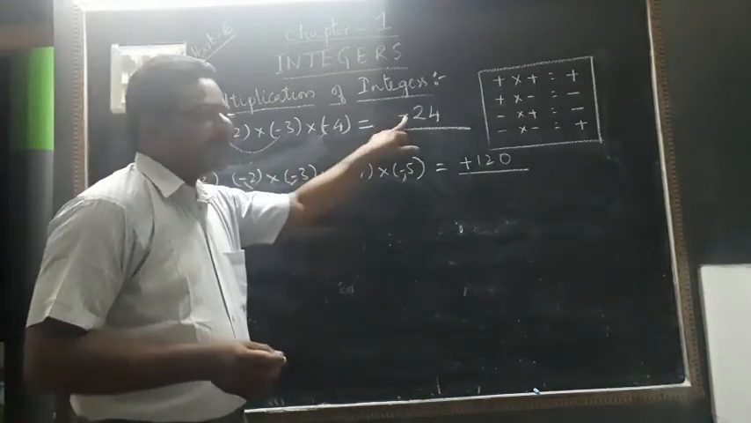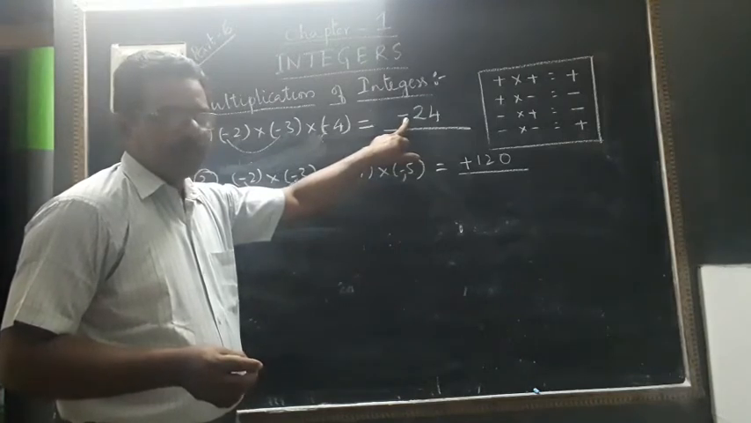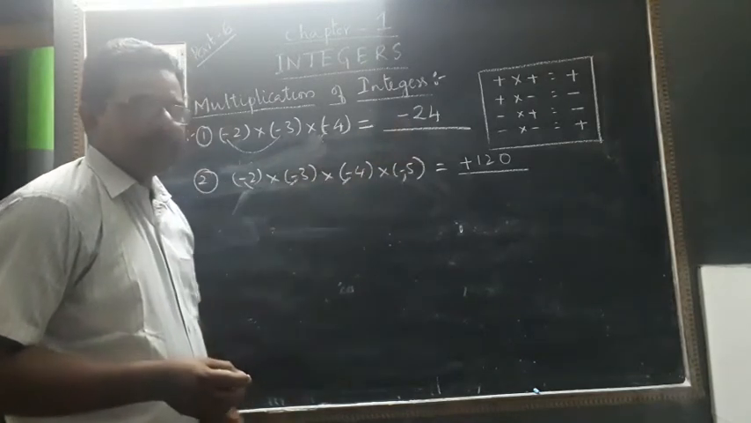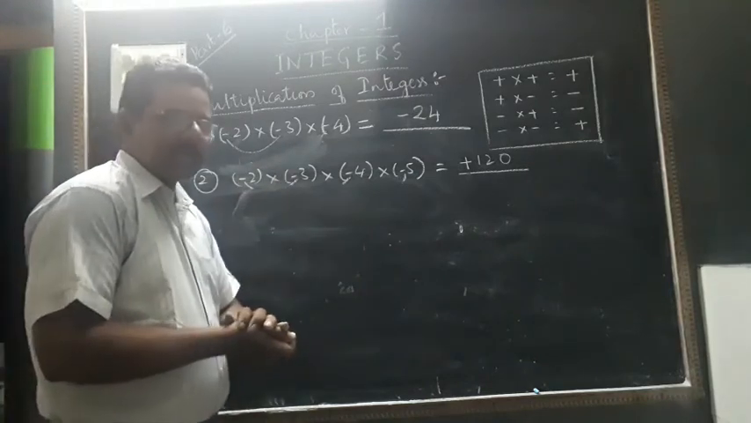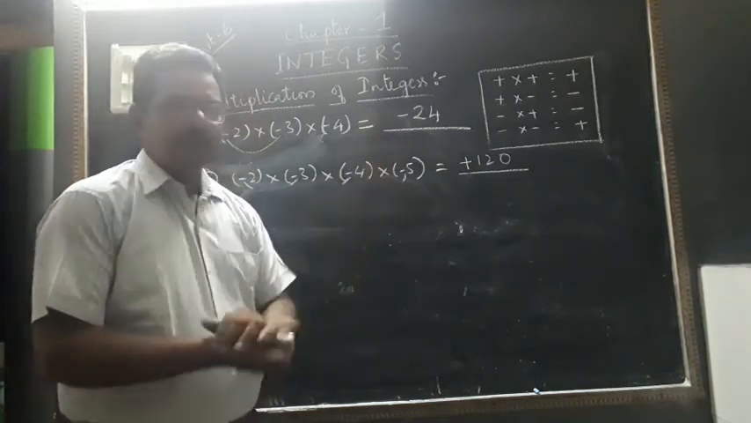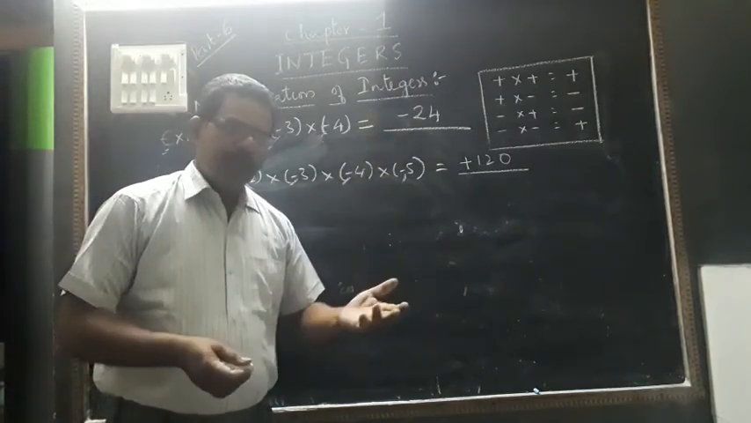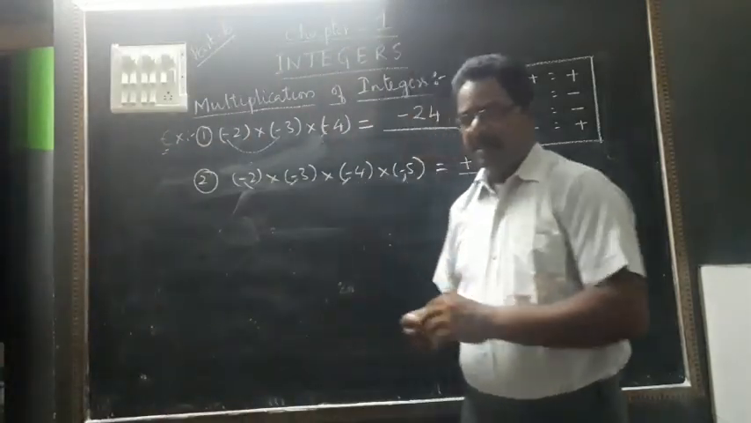Okay, then you can get a negative symbol in front of the product. Understand? So multiplication of integers, positive integers means all positive integers. If you multiply, you can get positive integers only. They may be 2 integers or 3 integers or 4 integers or 10 integers or 100 integers.